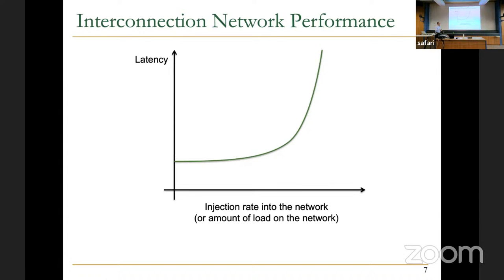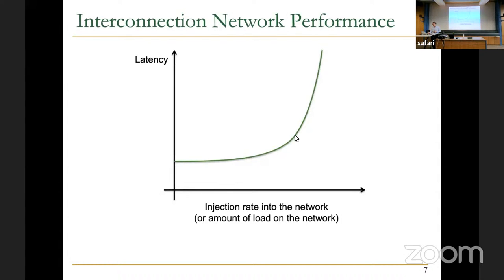This could be the average latency observed in an application across the entire run. It could be the average latency observed in a synthetic traffic pattern, as we will see in a little bit. It could be the maximum latency observed for any packet. So this could be different types of latency, and it could be measured in different ways. But regardless of how you measure it, in general, especially the average latency behaves this way.